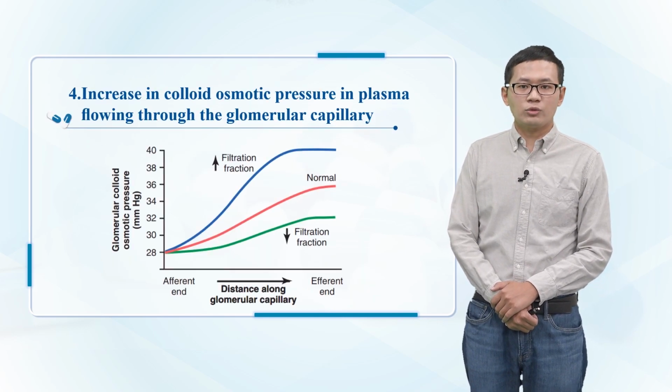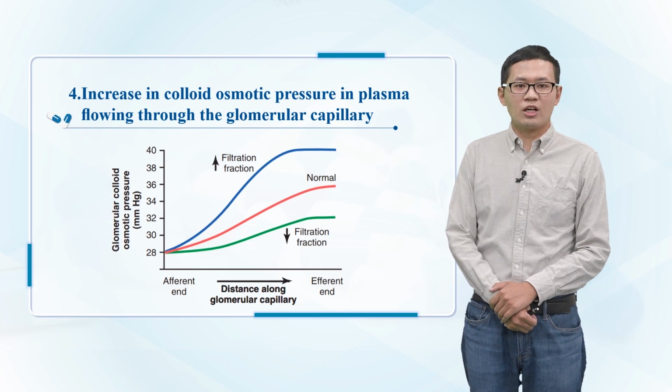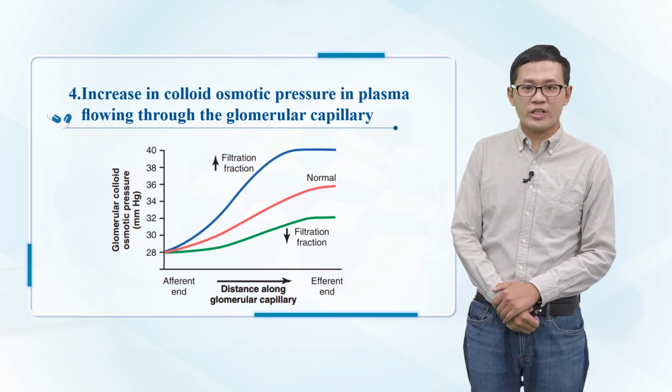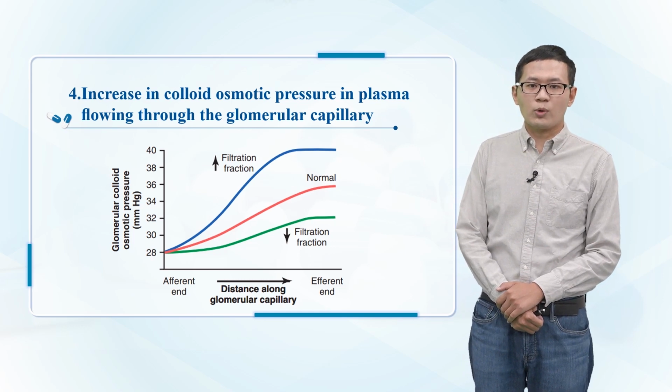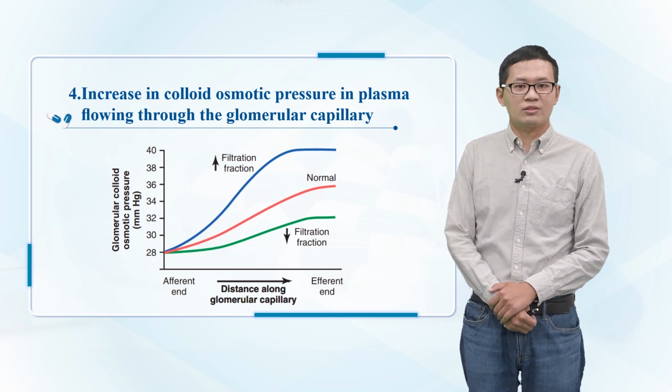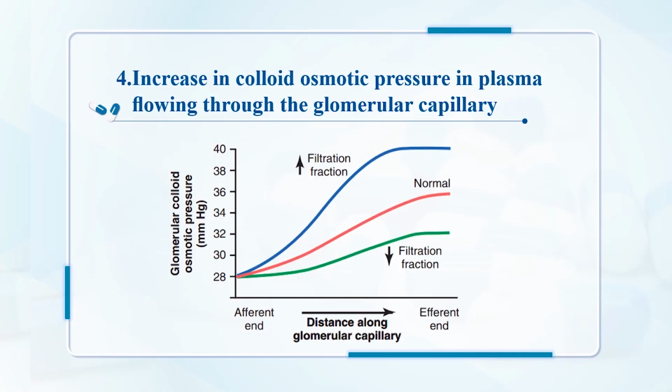Normally, about 20% of the fluid in the glomerular capillary filtrates into Bowman's space, thereby concentrating the plasma proteins that are not filtered. An increase in the filtration fraction promotes the plasma colloid osmotic pressure rising along the glomerular capillary. A decrease in the filtration fraction has the opposite effect.